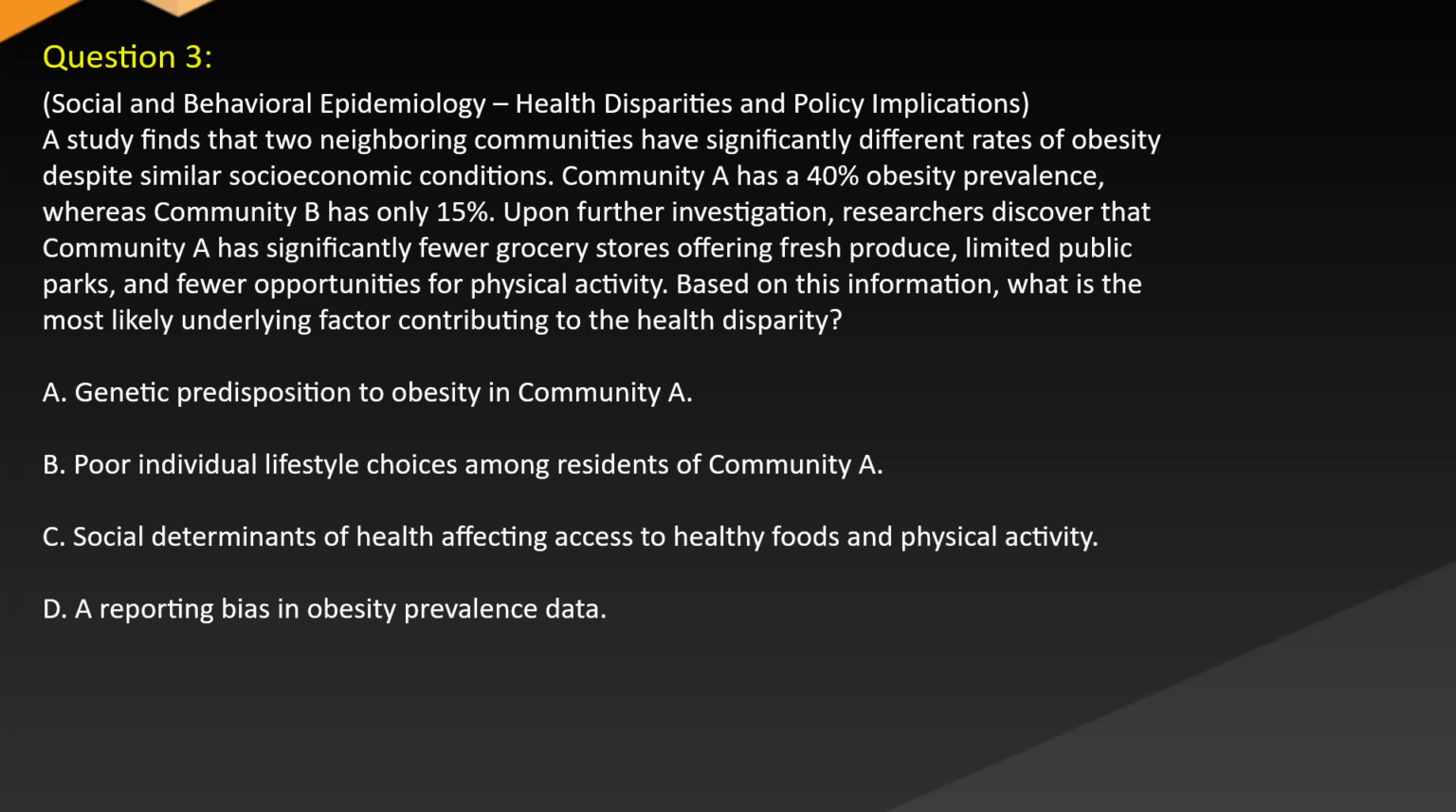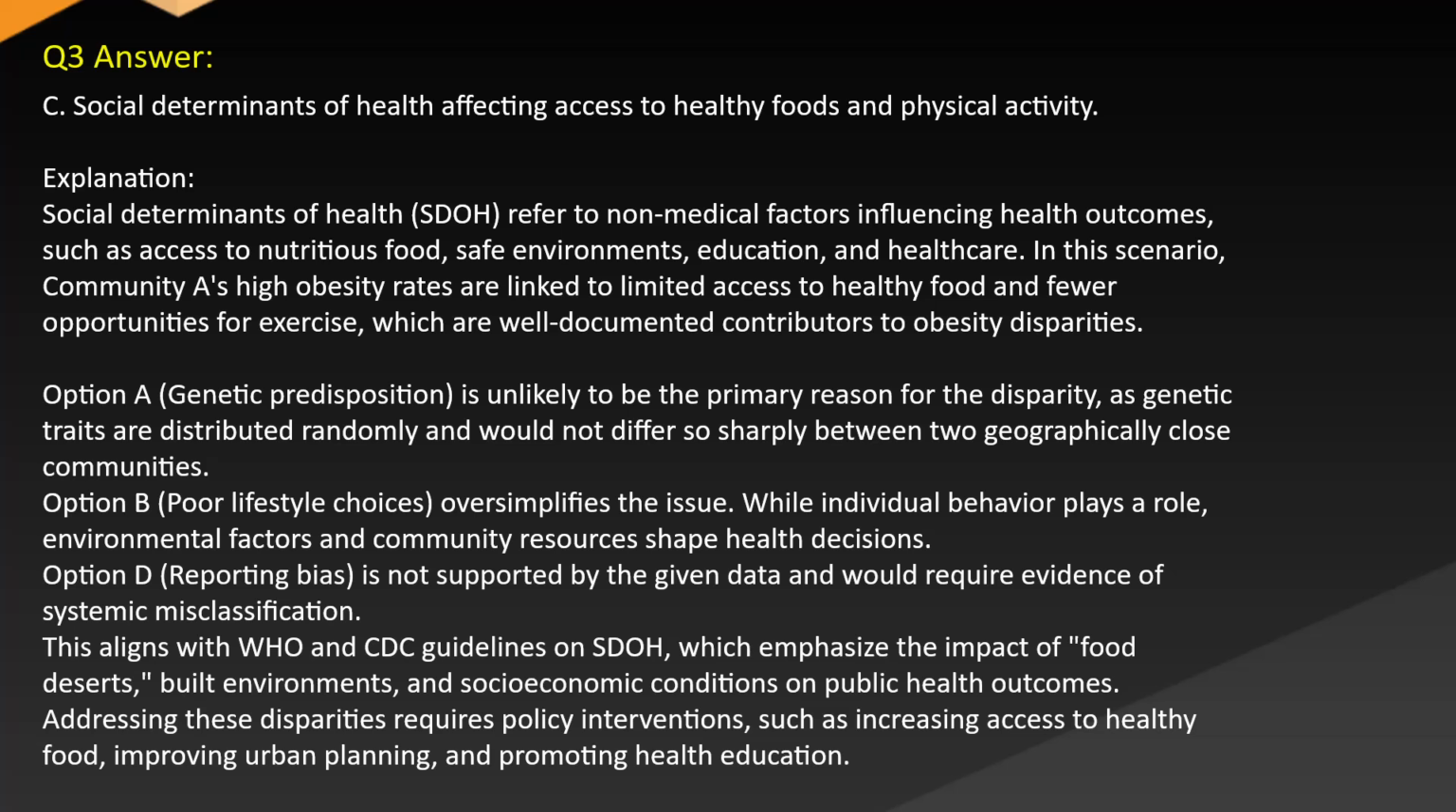A. Genetic predisposition to obesity in Community A. B. Poor individual lifestyle choices among residents of Community A. C. Social determinants of health affecting access to healthy foods and physical activity. D. Reporting bias in obesity prevalence data. Answer: C. Social determinants of health affecting access to healthy foods and physical activity.